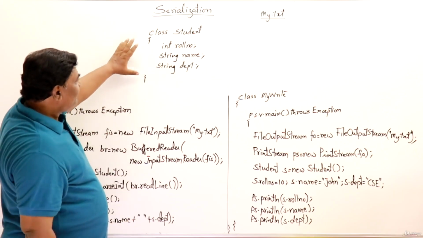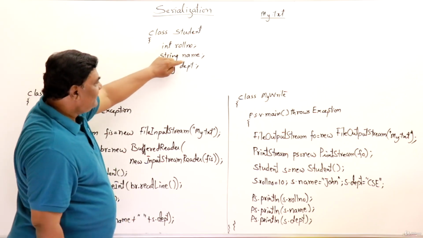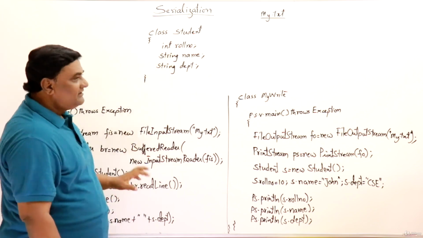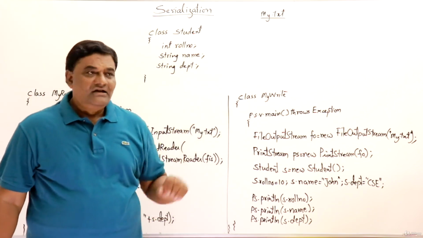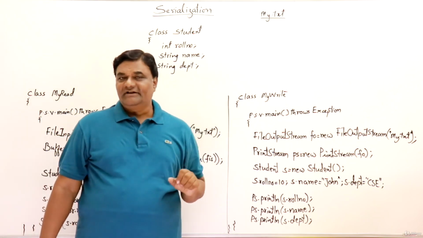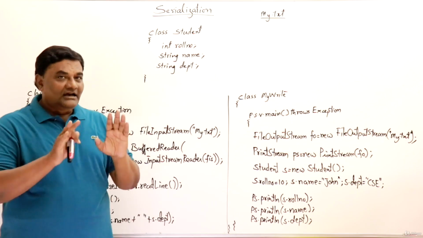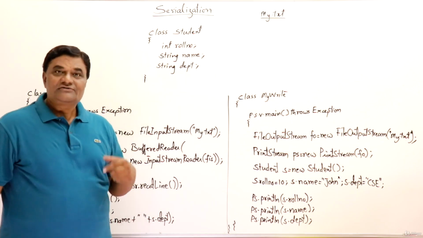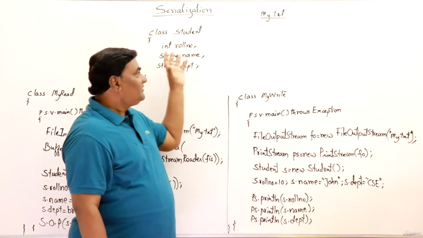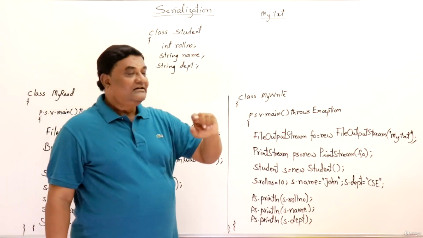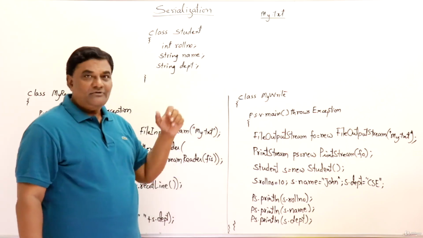So first of all, let us look at the class. Class is student. It is having three properties: integer roll number, name is a string, and department is a string. There is no constructor, so the default constructor is available. There are no methods. A simple class I have taken. It's just a collection of three members, data members or properties. I want to store the object of this one. For that, I have already written one program here, which is storing the object of this in a file, my.txt.